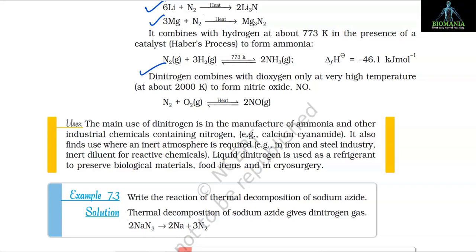Dinitrogen combines with dioxygen only at very high temperature, about 2000 Kelvin, to form nitric oxide, that is NO. N2 + O2 on heating produces 2NO. Uses: the main use of dinitrogen is in the manufacture of ammonia and other industrial chemicals containing nitrogen, for example calcium cyanamide. It also finds use where an inert atmosphere is required, for example in the iron and steel industry, as an inert diluent for reactive chemicals. Liquid dinitrogen is used as a refrigerant to preserve biological materials, food items and in cryosurgery.